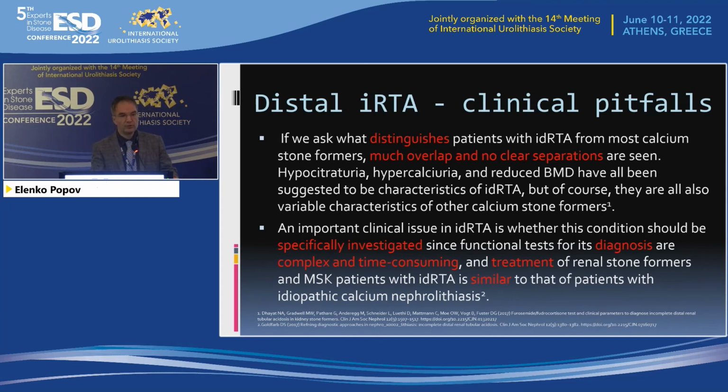If we ask what distinguishes, in terms of treatment and recommendations, patients with iRTA from most calcium stone formers, there is much overlap and no clear separation is seen. Hypocitraturia, hypercalciuria, and reduced bone mass density have all been suggested as characteristic of incomplete distal renal tubular acidosis, but of course, these are characteristic of many more calcium stone formers.